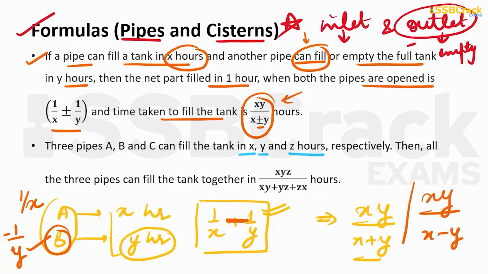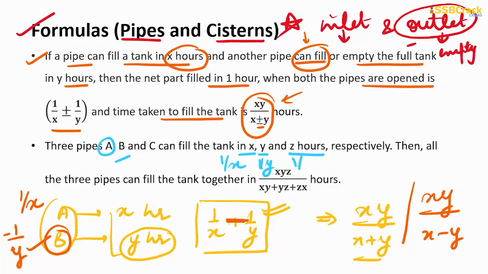So then 1 hour work of A will be 1 by x, 1 hour work of B will be 1 by y and 1 hour work of C will be 1 by z. So the total part of the tank that will be filled in 1 hour will be equal to 1 by x plus 1 by y plus 1 by z. Hence all the 3 pipes will together fill the tank in xyz upon xy plus yz plus zx hours. Right? So I hope these two formulas are very much clear to you.